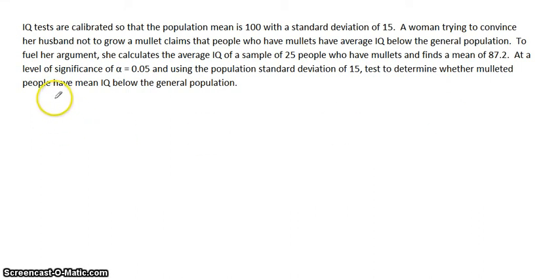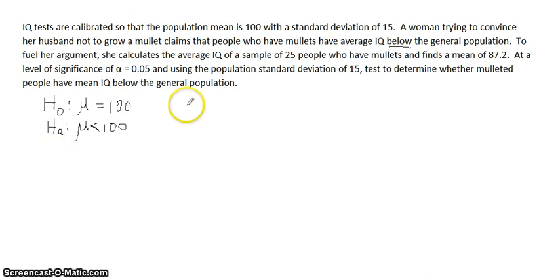All right, so here we have two hypotheses, as always. We have a null and an alternative, so HA or H1. The alternative hypothesis is that people who have mullets have average IQ below the general population. So below is going to be mu less than. The general population is 100. So that means that the null hypothesis is mu equals 100.